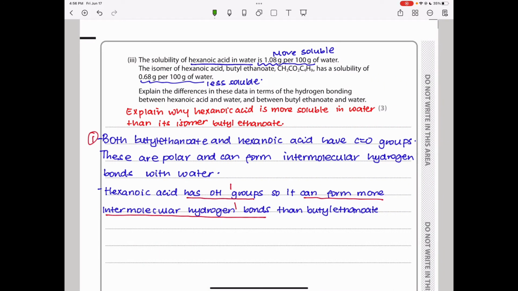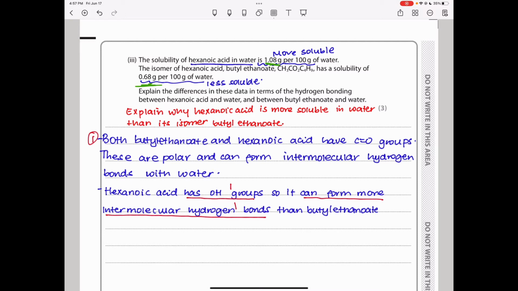The next part says the solubility of hexanoic acid in water is 1.08 gram per 100 grams of water. The isomer of hexanoic acid, butyl ethanoate, has the solubility of 0.68 gram per 100 grams of water. So here we can see this is less soluble, the other is more soluble, because here less can dissolve, and here we can dissolve more in the same mass of water. So they ask: explain the difference in these data in terms of hydrogen bonding between hexanoic acid and water, and between butyl ethanoate and water.